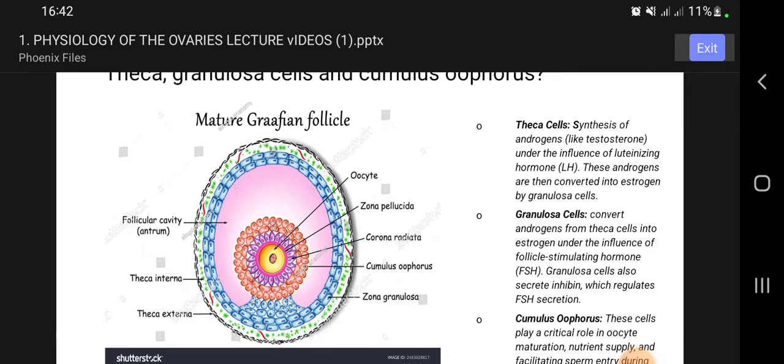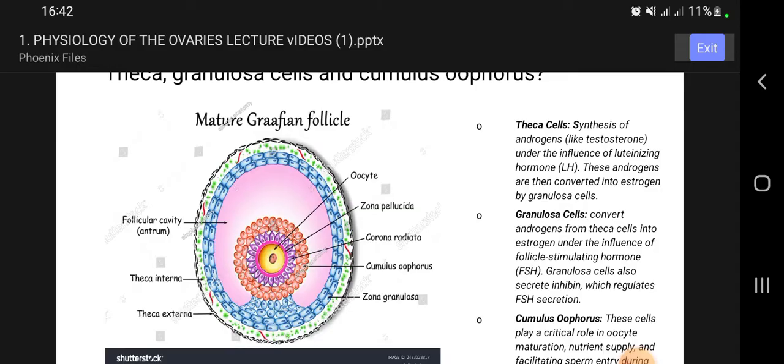What about the cumulus oophorus? These cells play a critical role in oocyte maturation, nutrient supply, and facilitating sperm entry during fertilization. So I've mentioned some of the important cells within the Graafian follicle.